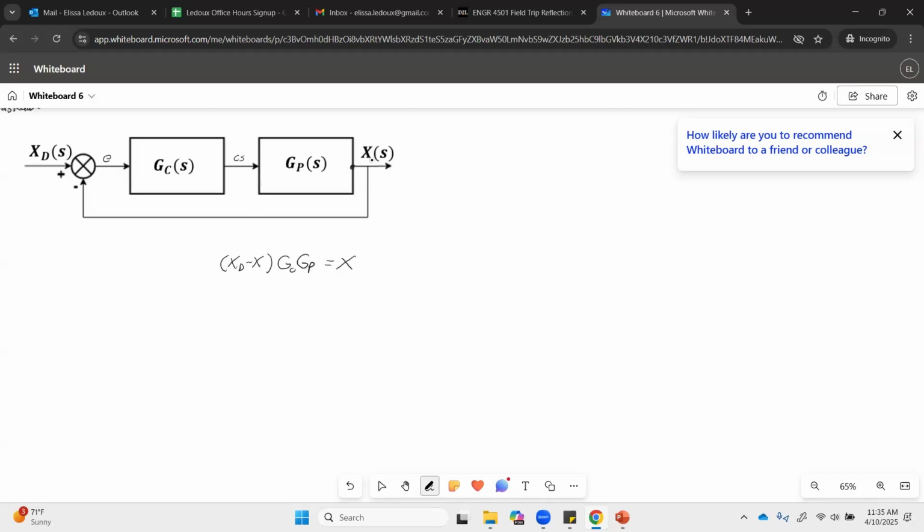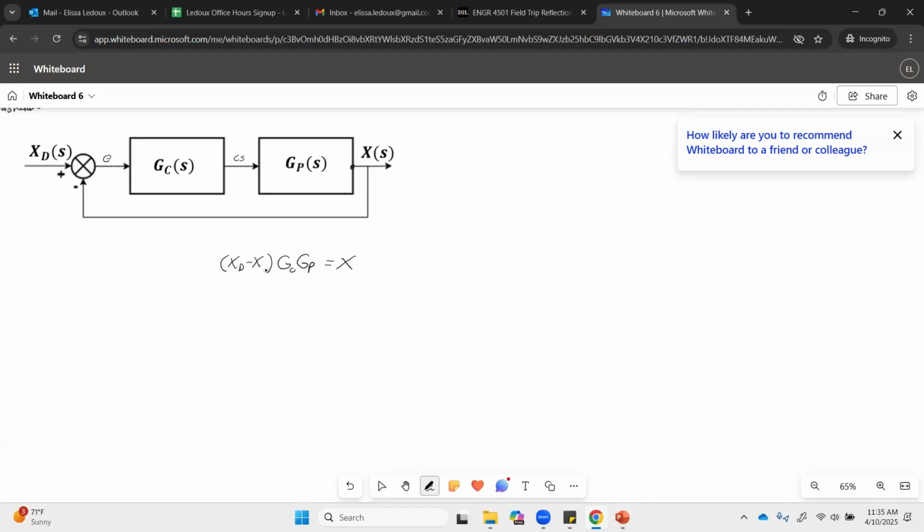Okay, so just looking at this flow here, we've got the desired position minus the actual position, combines here at this node, gets multiplied by GC, gets multiplied by GP, equals the output. So now we just have to separate this out. We've got X on both sides of the equation, so we need to get rid of that.